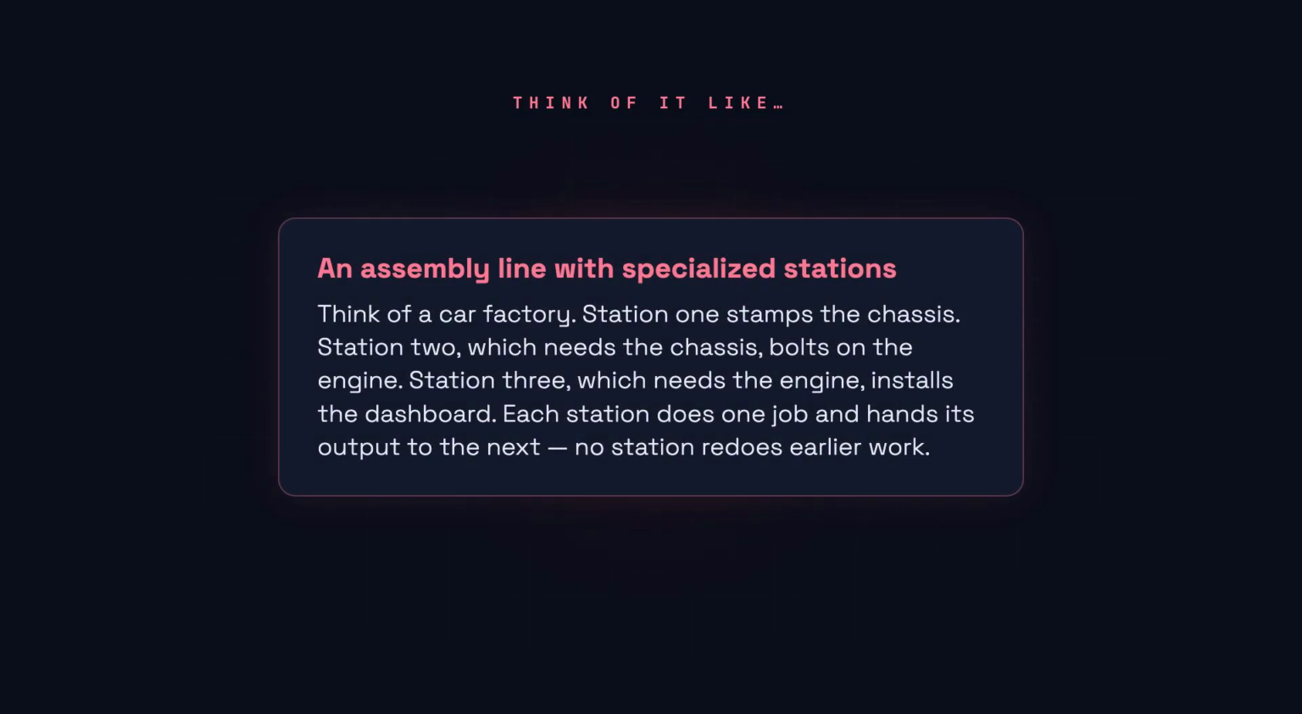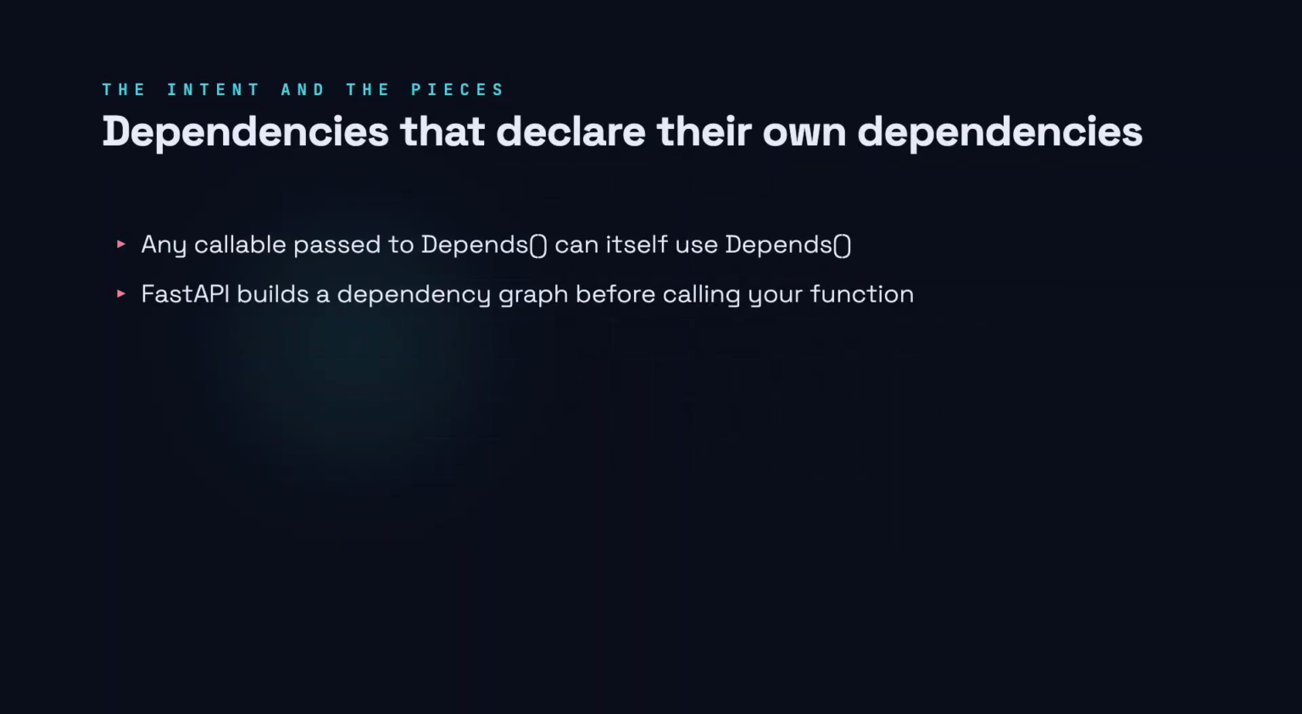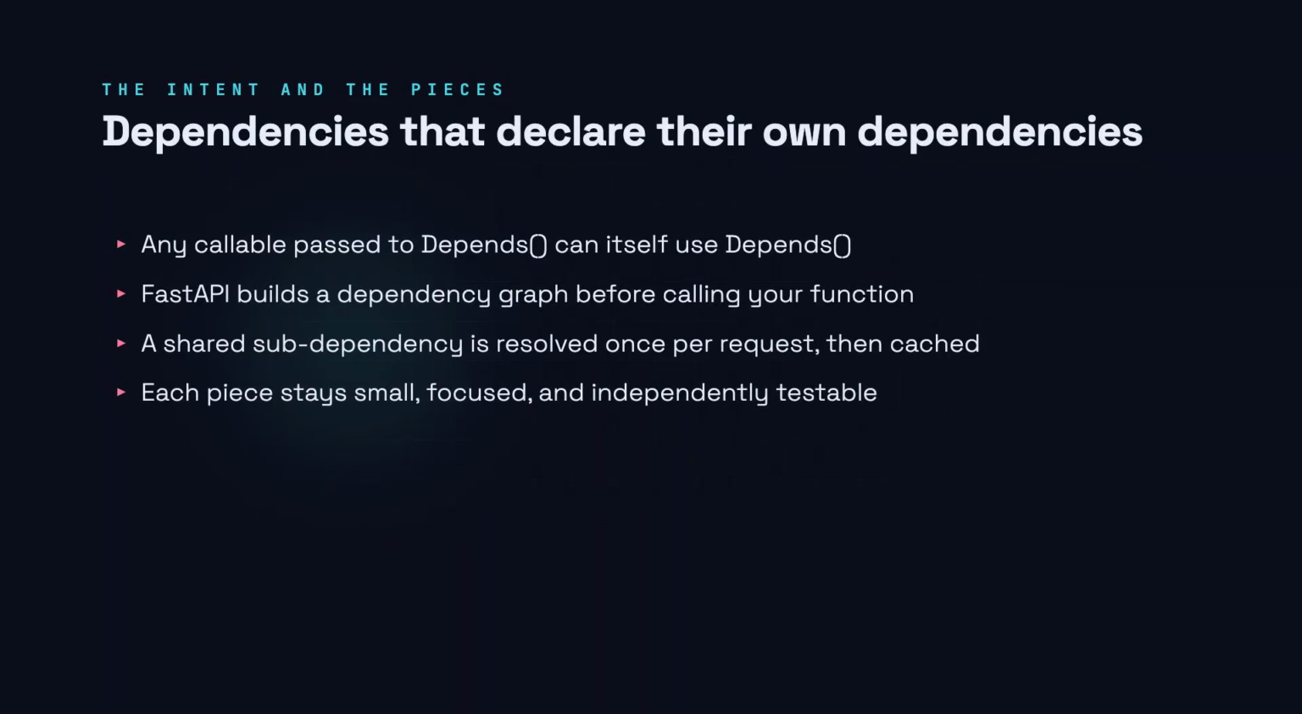Picture a factory assembly line. Each station receives the finished output of the previous station, adds its own contribution, and passes the result forward. No station goes back and restamps the chassis from scratch. FastAPI's sub-dependency system works the same way. Each dependency receives the resolved output of whatever it depends on, and the framework makes sure no step is repeated unnecessarily.